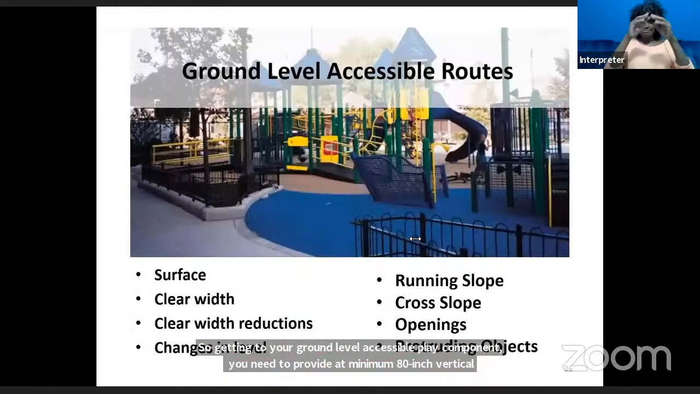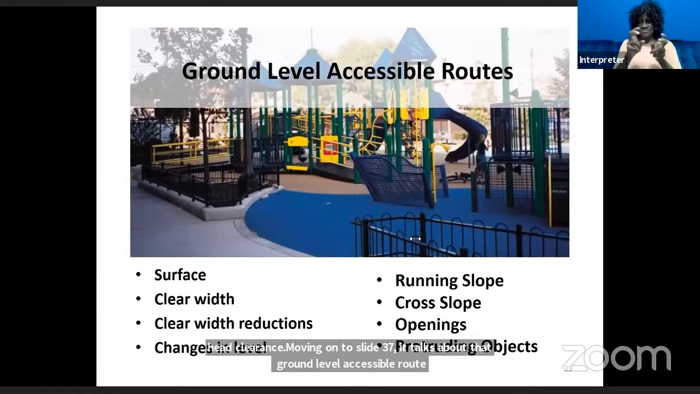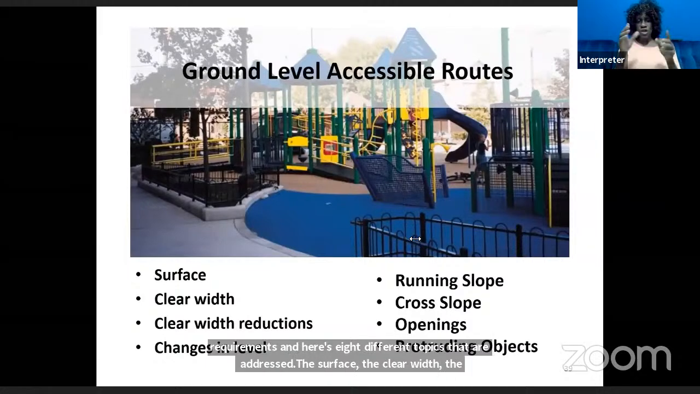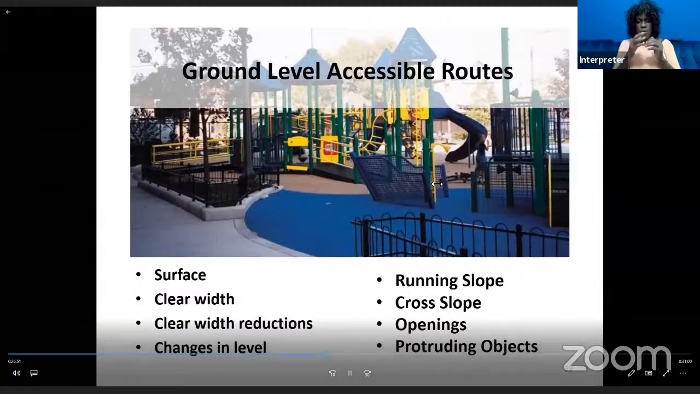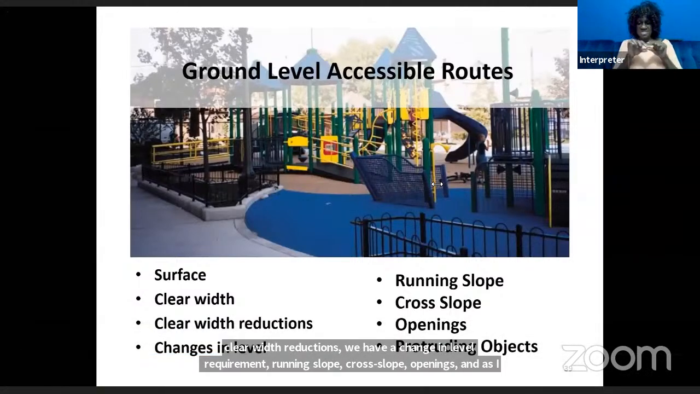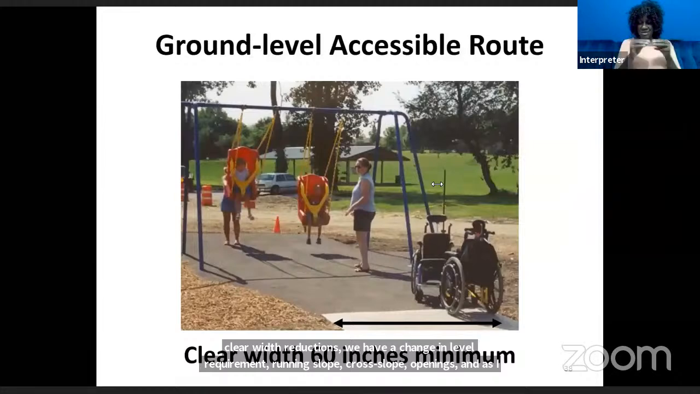Moving on to slide 37, it talks about the ground level accessible route requirements. And here are 8 different topics that are addressed: the surface, the clear width, reductions, a change in level requirement, running slope, cross slope, openings, and, as I just shared with you, protruding objects. Moving on to slide number 38, it talks about the minimum clear width.